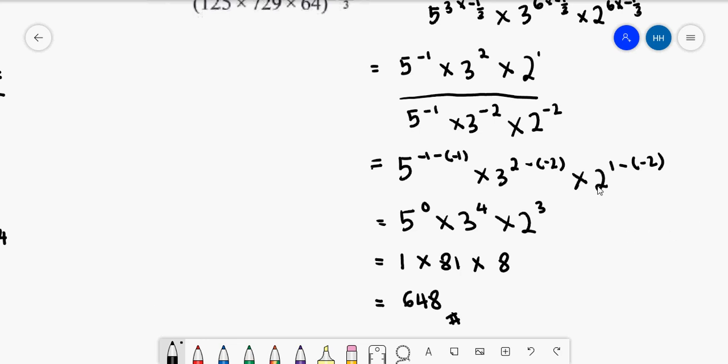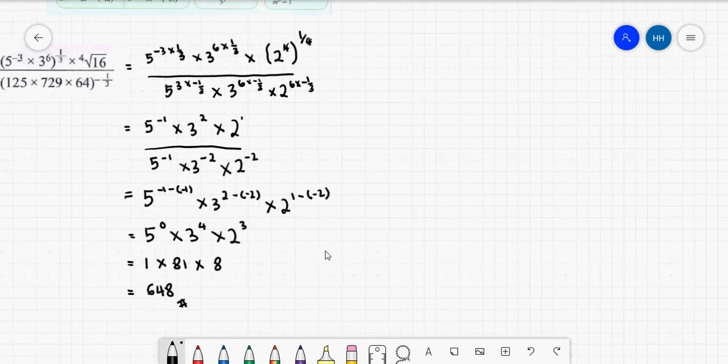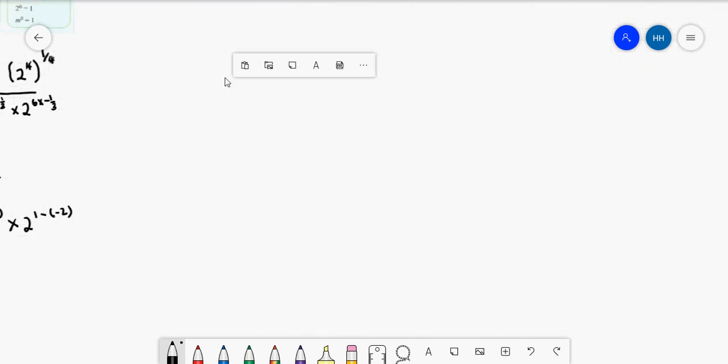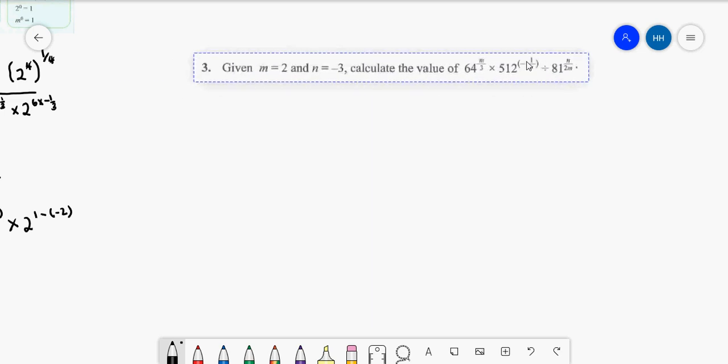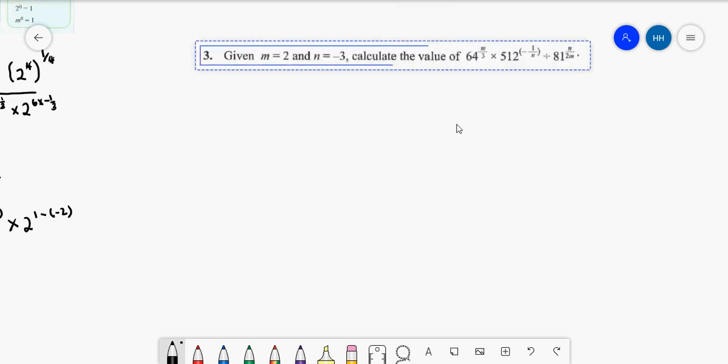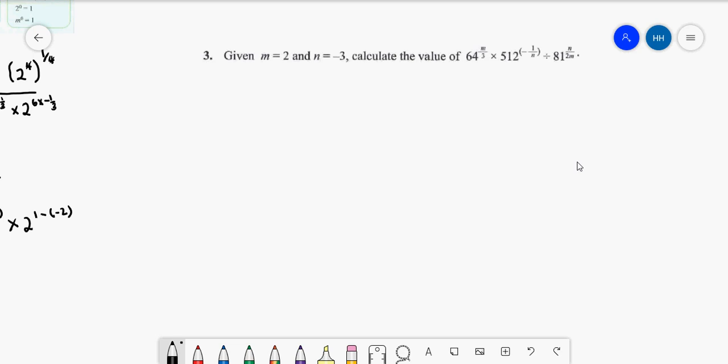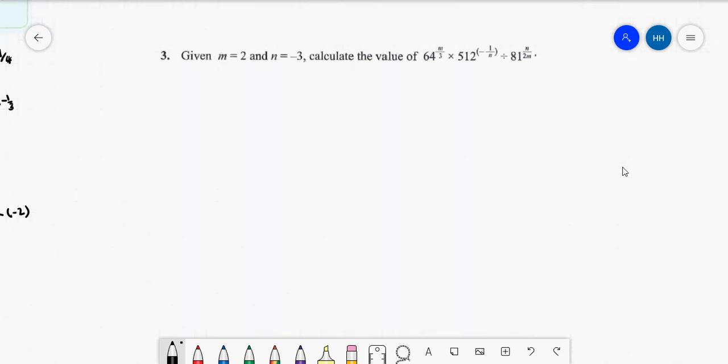Next we continue with question number 3. This is the question. Given that m is equals to 2, n is equals to negative 3, calculate the value of 64 to the power of m over 3 times 512 to the power of negative 1 over n divide 81 to the power of n over 2m. So you see big number here.